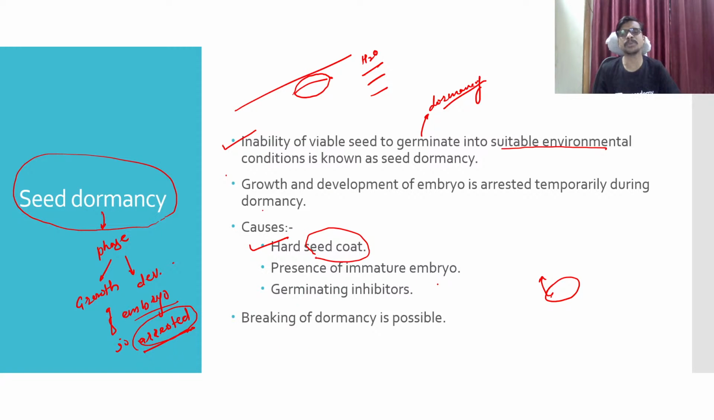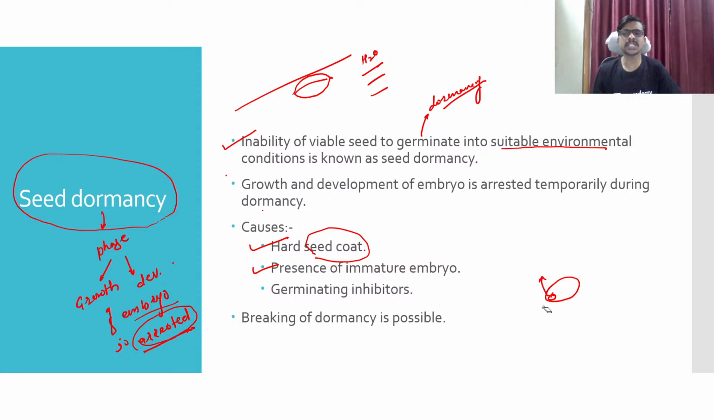The second is the presence of an immature embryo. Sometimes the embryo is not completely mature and it is not able to germinate into a plant. So that is the second reason. And the third is germination inhibitors.